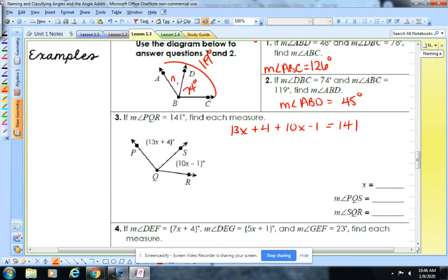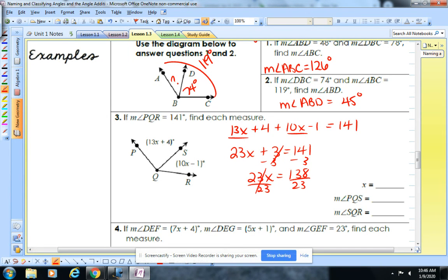Now, I'm okay if you leave out degree signs when you're working an equation because that just kind of makes them a little sloppy. Just make sure when you write your answers that you put degree signs with them when you come over here and name the angles. Okay? So combine like terms over there. What's 13x plus 10x? 23x plus 4 minus 1. 3 equals 141. Then I subtract 3 on both sides. 23x equals 138. Divide by 23.